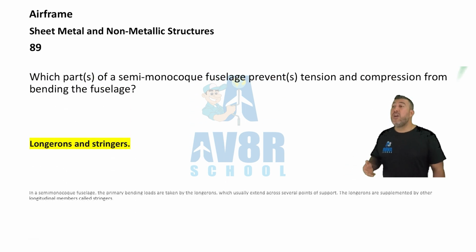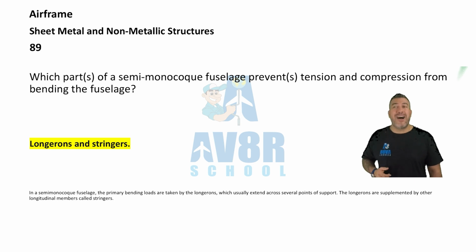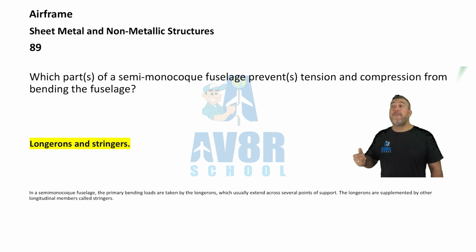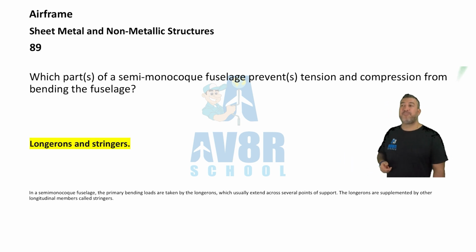Number 89, longerons and stringers. Which parts of a semi-monocoque fuselage prevent tension and compression from bending of the fuselage? It's the longerons and stringers.